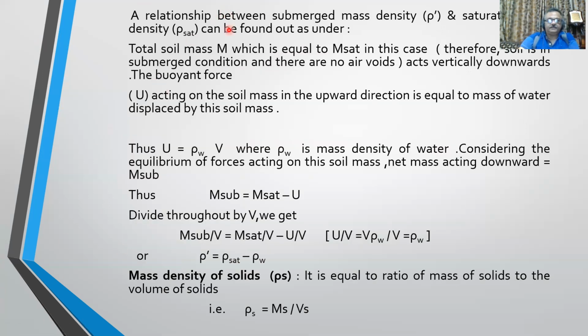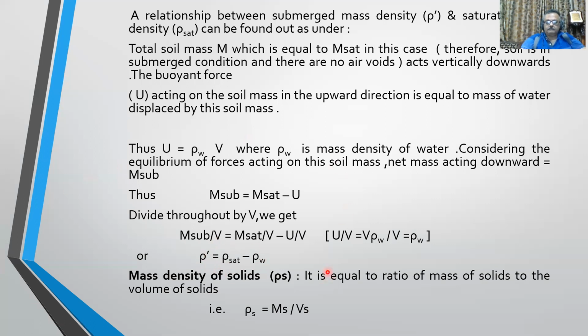So a relationship between submerged density and saturated mass density can be found as under. The total soil mass is equal to the saturated mass in this case. Therefore, the soil is in submerged condition and there are no air voids. The weight acts vertically downwards. The buoyant force कितनी लगती है? This one. ठीक है? So considering the equilibrium of forces acting on the soil, net mass acting downward can be calculated as this. So this is the formula. So this is the relation. So at the end we can get this.